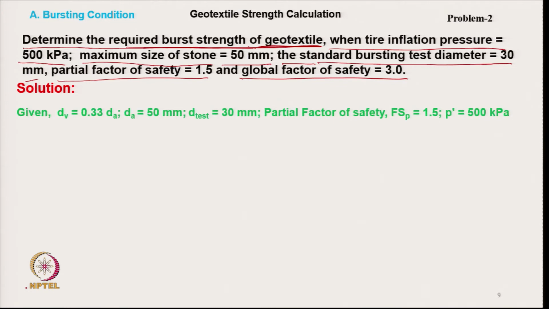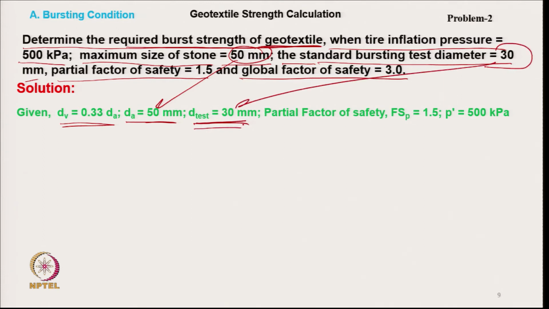Here what is given? This is the assumption, we will use dV equal to 0.33 times dA. So, dA, the diameter of stone, is given, and d test is given here, diameter of test, which, again if it is not given, then we can also assume normally the standard is 30 millimeter or 1.2 inch.